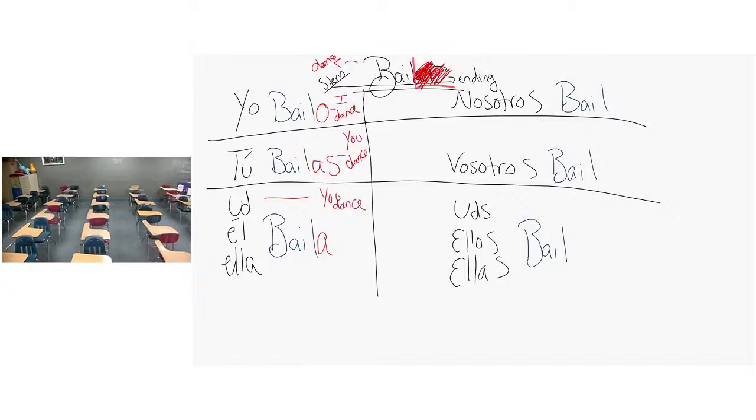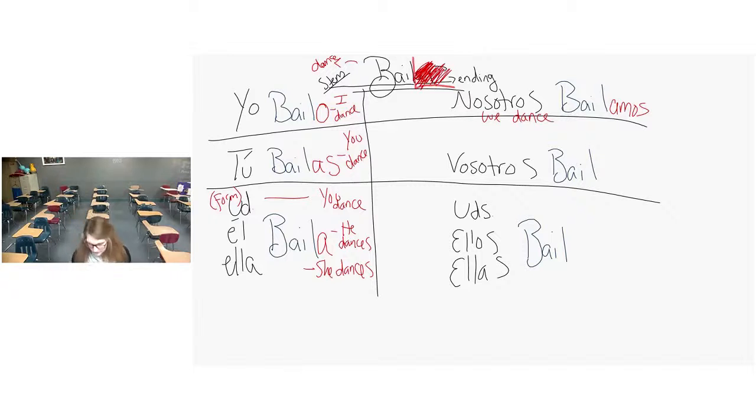Remember, usted is the formal you. Él baila. He dances. Or ella baila. She dances. Okay, our nosotros form, our we form. We knock off the AR and we add amos. So we get nosotros bailamos. And that is we dance.